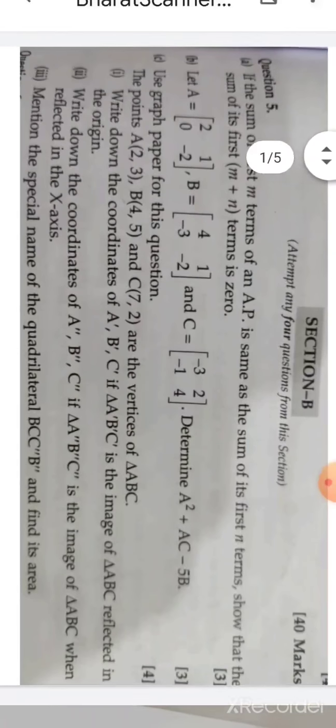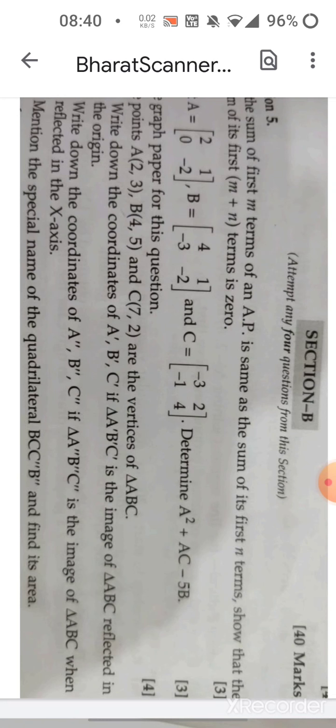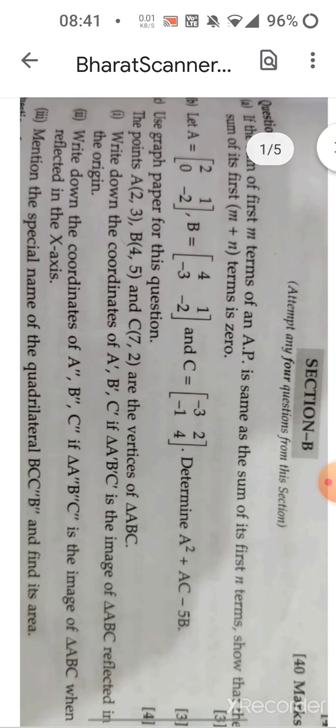Moving on to question C of section B, question 5. Graph paper. We have to use the graph paper for this question.